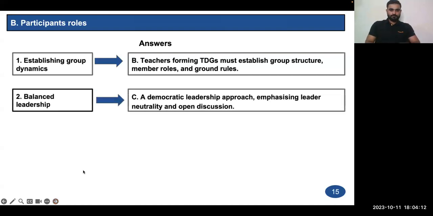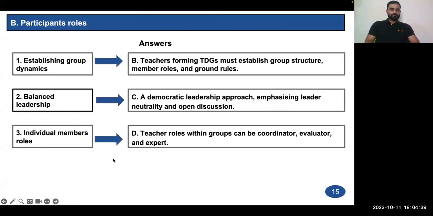The second one is about balanced leadership. In our group, we should have a democratic leadership, or we can call it facilitation, where the facilitator is promoting all teachers in the group in decision making and sharing their ideas and best practices. This will make everyone involved in the group process.